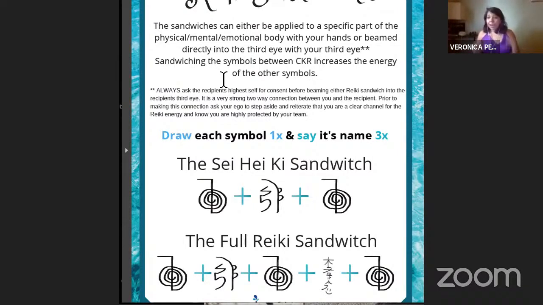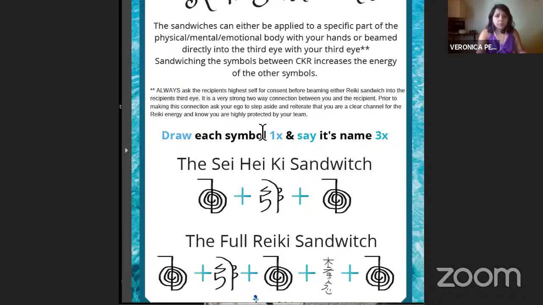Now you'll notice right there, I was talking and drawing at the same time. While you're learning these symbols, it's completely okay to draw it first. So go boop, boop, boop, Choku Rei, Choku Rei, Choku Rei. Sei Heki, Sei Heki, Sei Heki. Choku Rei, Choku Rei, Choku Rei. So you can slow down. You do not have to do this fast. The speed will come with time, and the more comfortable you get with this, the easier that will be.